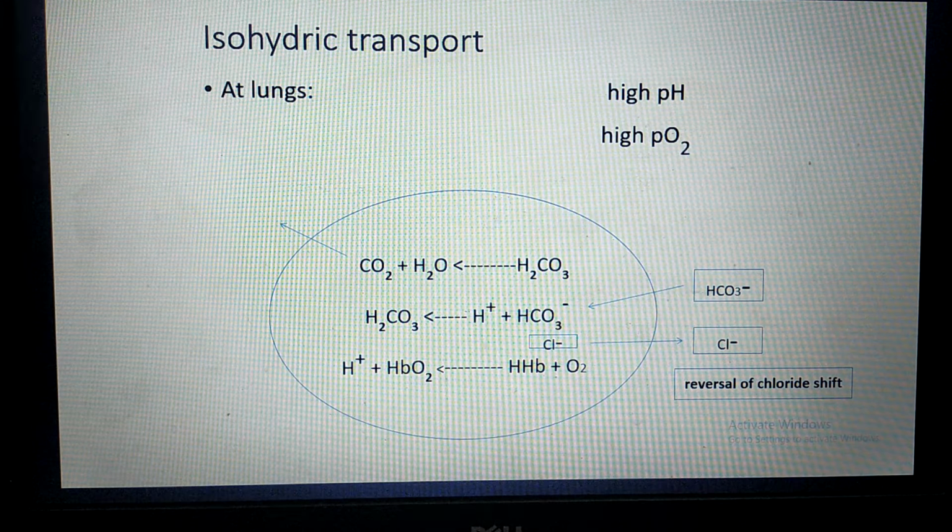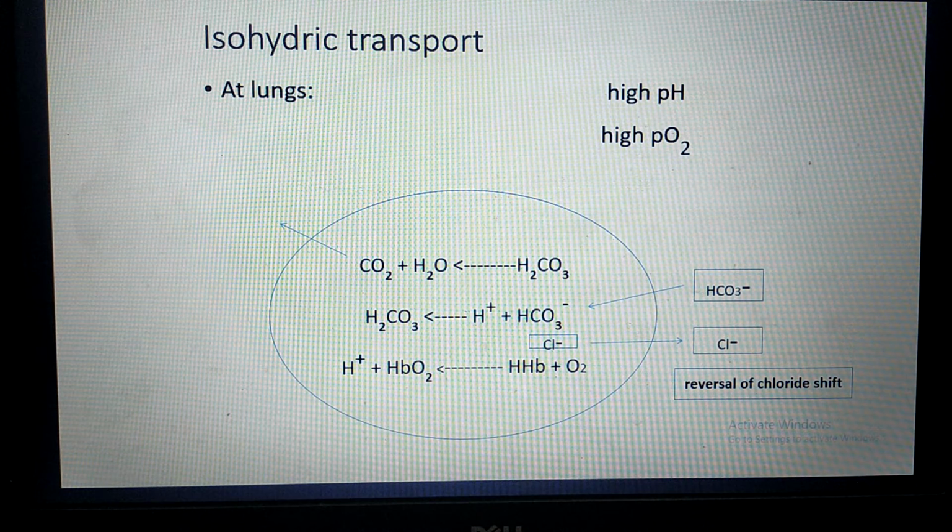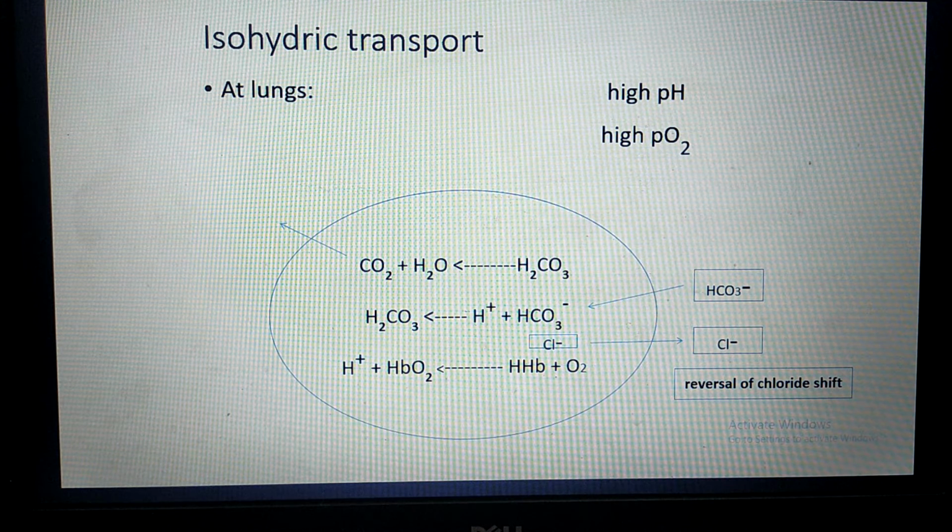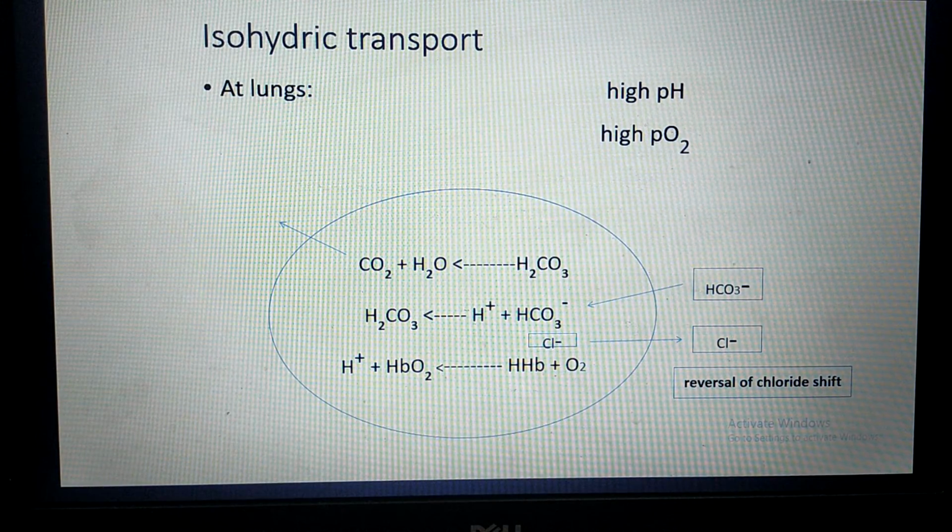Now this H plus ion and bicarbonate ion combine to form H2CO3. Again the enzyme is carbonic anhydrase. This H2CO3 breaks into water and carbon dioxide. Now this carbon dioxide which is formed inside the RBCs diffuses out of the RBC and is expelled by the lungs. Whatever happens in the tissues, the reverse of that happens at the lungs, and this is because of different conditions prevailing in the tissues and in the lungs. This is called isohydric transport of carbon dioxide.